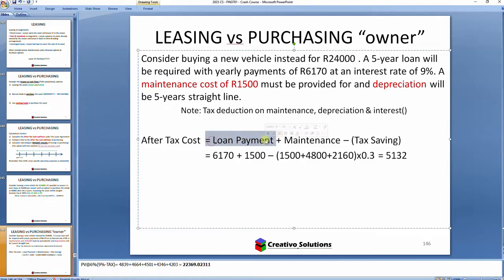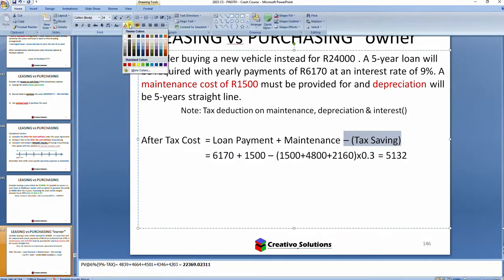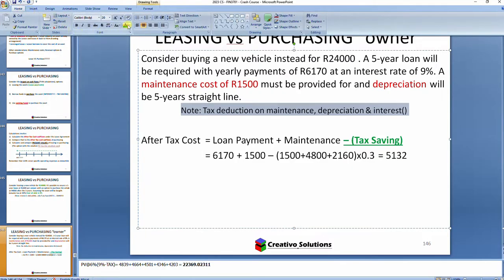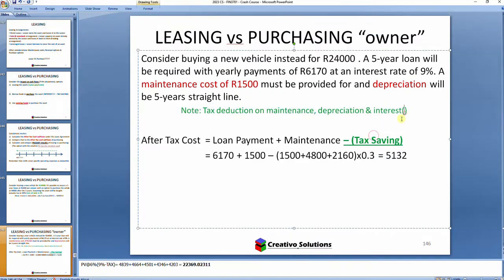The loan payments, the maintenance, as the owner, you can't get out of that. You will never ever be able to get out of that. If you're the owner, you have to pay off your loan, your bond, and you have to maintain the assets. It is what it is. That's the role as the owner. But what happens is the tax savings. This is a huge benefit. If you're an owner and you have interest, depreciation, and maintenance, those are tax deductible.